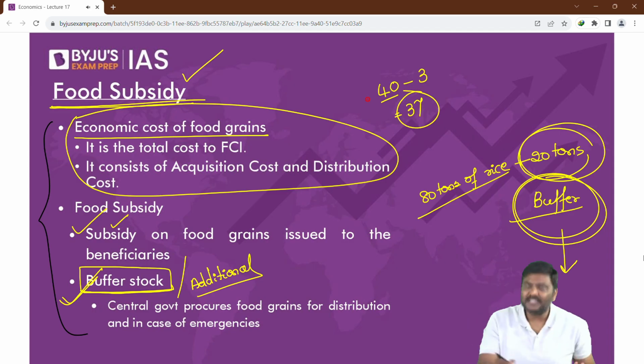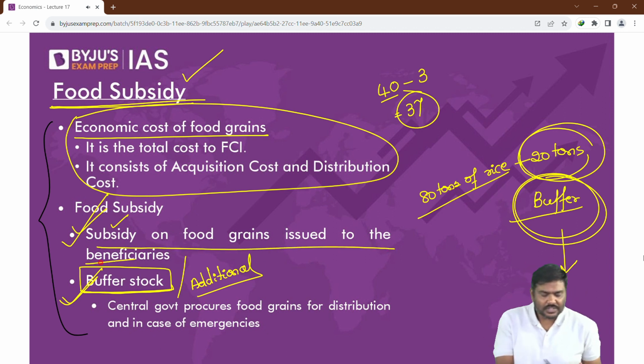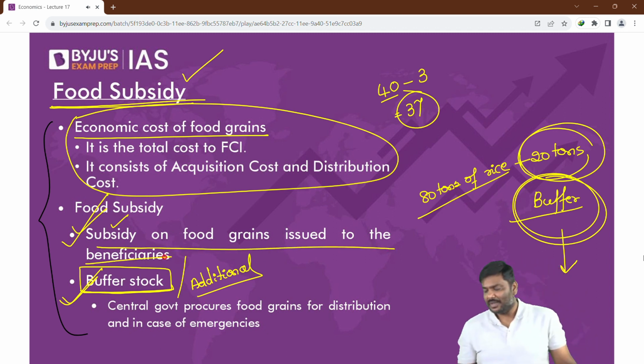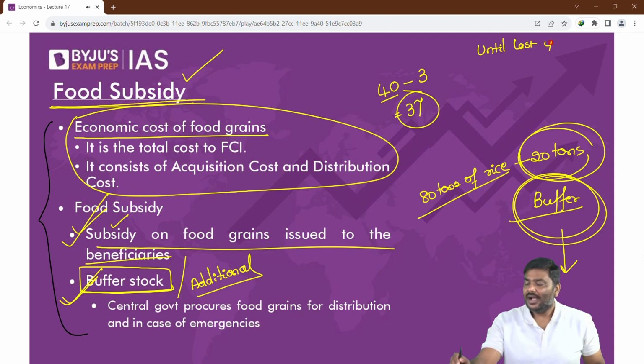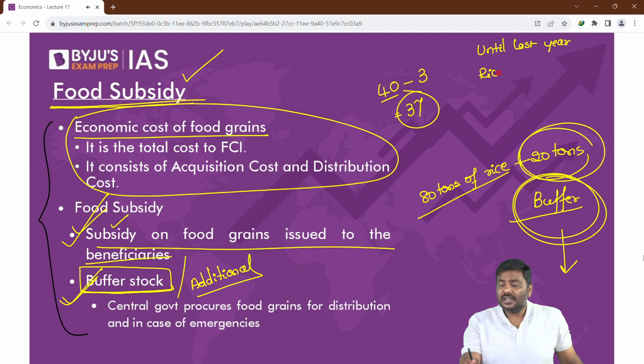I'll repeat the statement. Imagine the economic cost of food grains is 40. They will sell it to you at 3 rupees. Say the subsidy is 37. So that is the food subsidy on food grains which are issued to the beneficiaries. Why am I taking number 3 here? Until last year, please remember this.